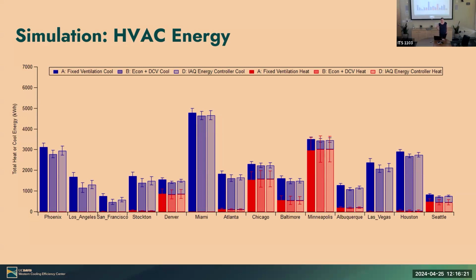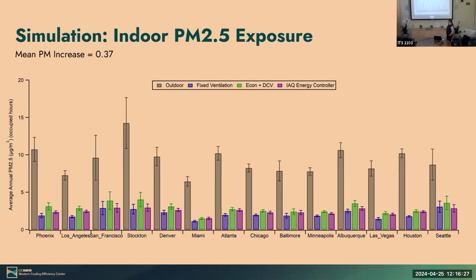I'll show you, because this is a model, but I have a real world installation too. Okay, so PM 2.5 exposure, the gray bars are outdoor levels. Just for reference, the outdoor annual limit of exposure, according to the federal regulation, is 12. So you can see, for example, here in Stockton, there's non-compliance with the federal air quality regulations. That's probably no surprise. The fixed ventilation, you can see here. If we use an economizer and demand control ventilation, we go up in PM 2.5 exposure, as you would expect. And if we apply the IAQ energy controller, we nudge that back down.